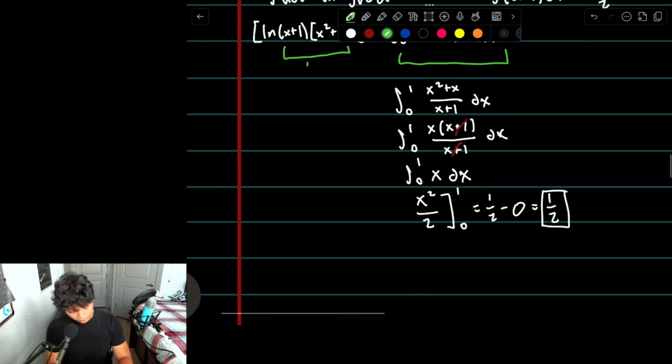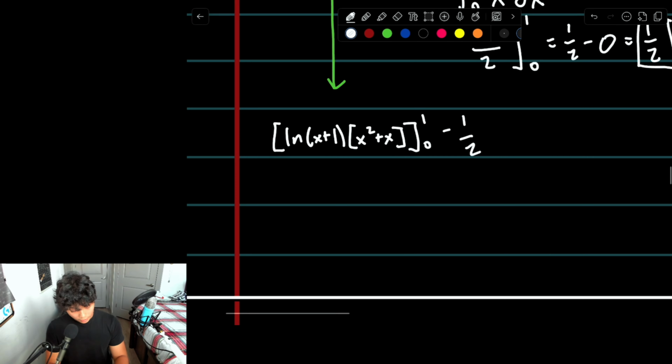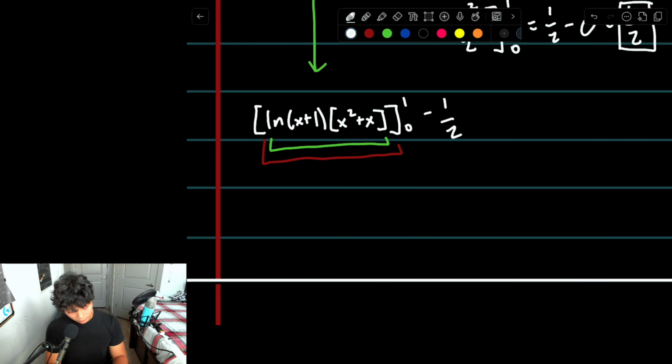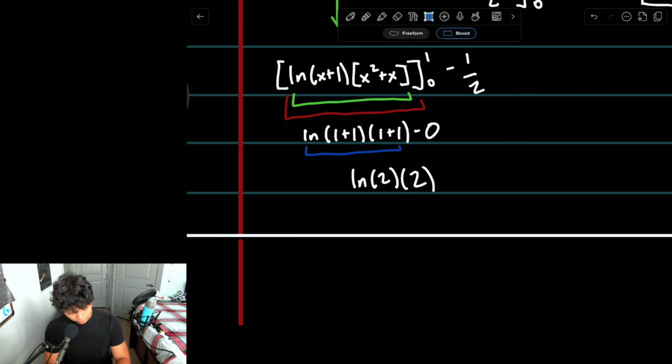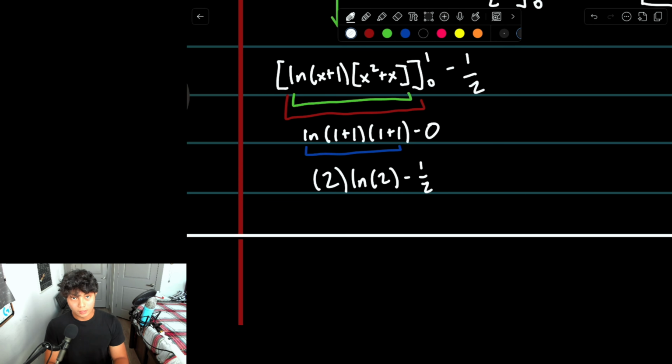Now we can bring down our first half and subtract the second half from it. Now let's try to focus on solving this. To solve for this, we're just going to plug in our bounds, which will get us ln 1 plus 1 times 1 plus 1. And we don't have to subtract a 0 because we know that will just leave us with this portion. So our final answer for the left side is just going to be ln 2 times 2. You can prefer to just put it in the front if you'd like, and then minus 1 half. And that is our answer.